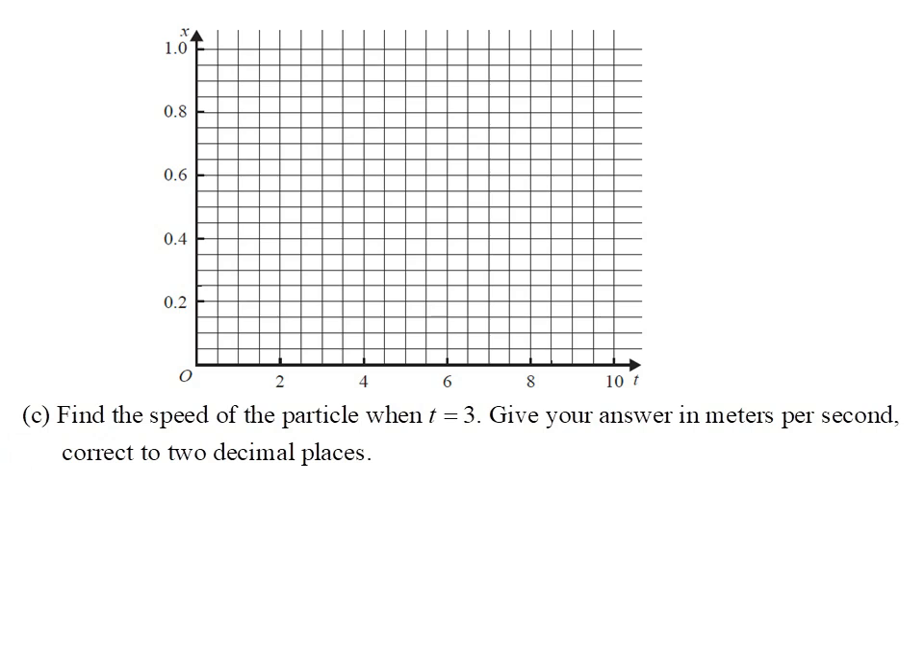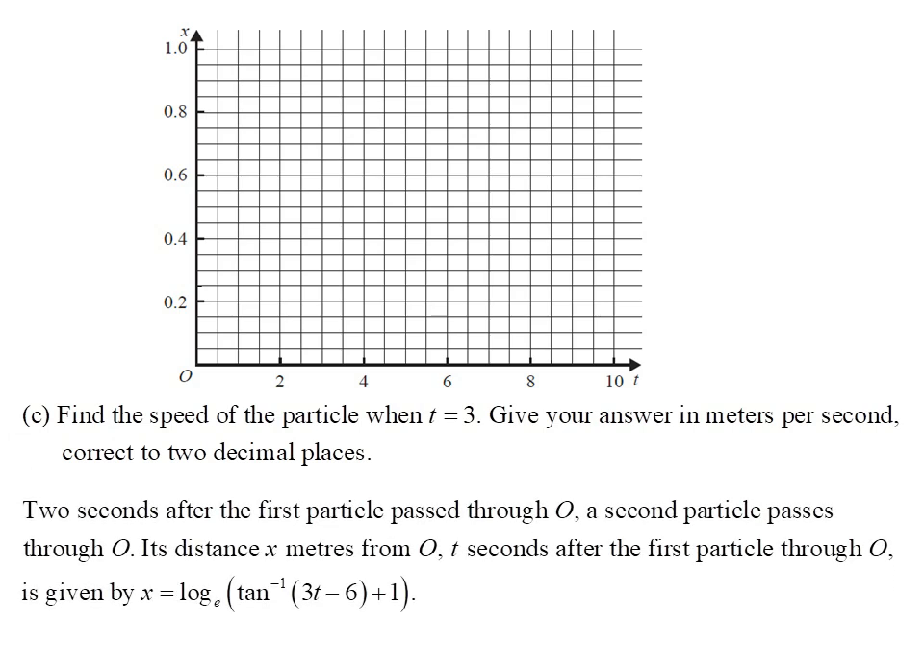The axes of coordinates are provided to sketch the graph in section 2 of part B. Here, part C of this question is to find the speed of the particle when t equals 3. 2 seconds after the first particle passes through O, a second particle passes through O. Its distance x meters from O, t seconds after the first particle passes through O, is given by x equals logarithm base e of the sum of arctangent of 3(t minus 2) and 1.